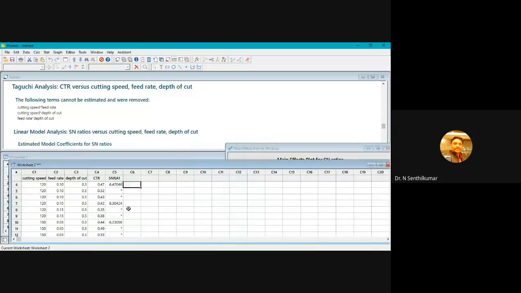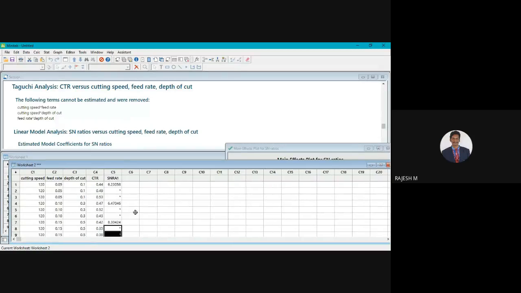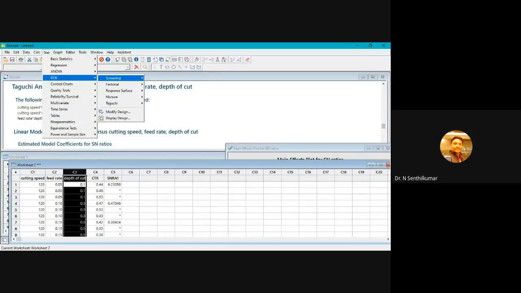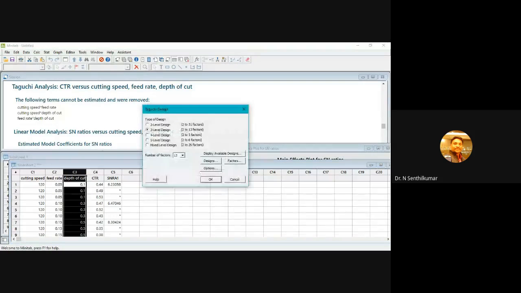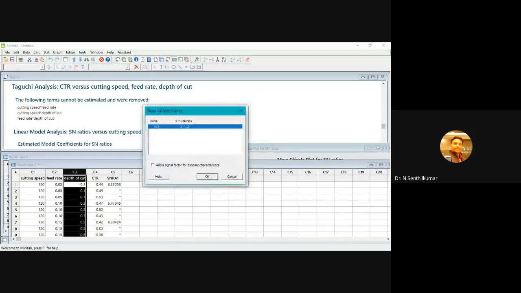You can see here, there are some stars. So you cannot use this, because you cannot use this 3rd column. You have to use the 5th column, because the 3rd column is an interaction column. So for this, what I have to do is DOE, Taguchi, create the 3 level 13 designs.